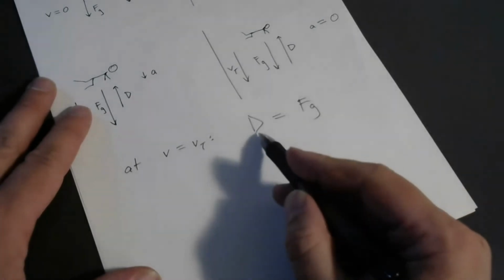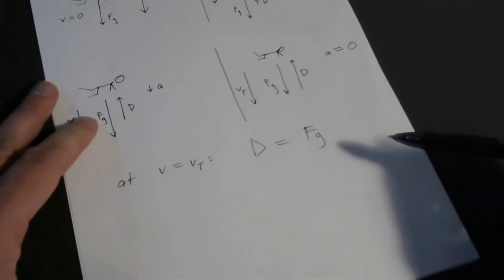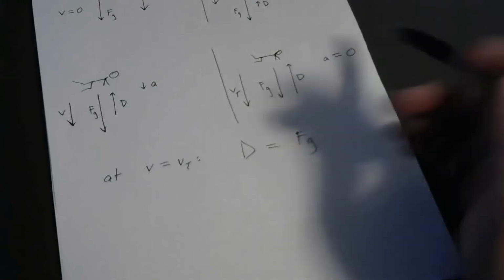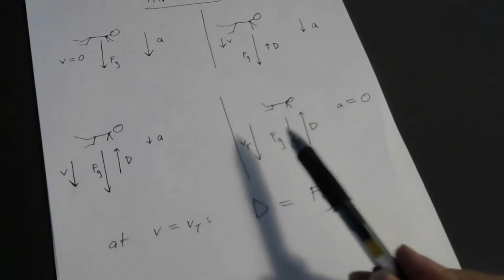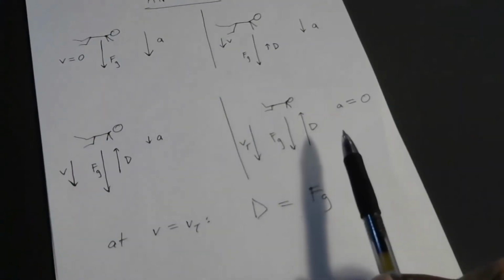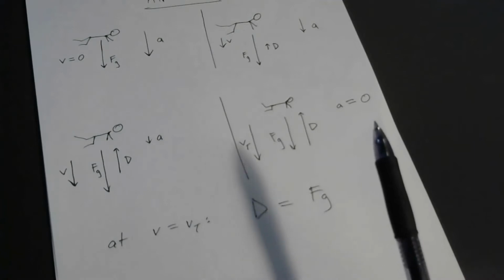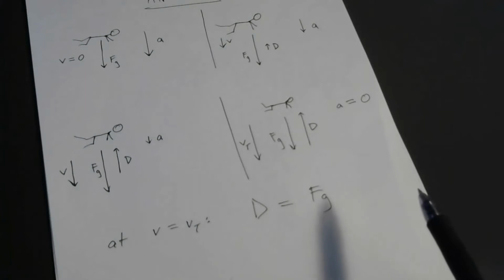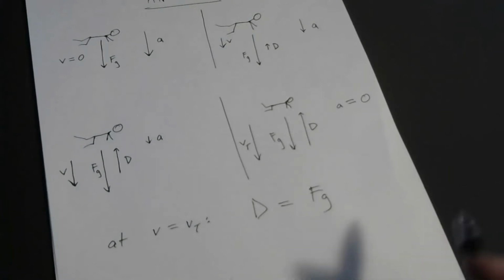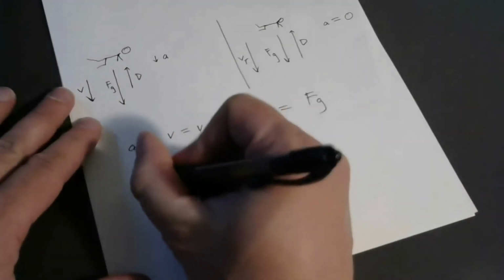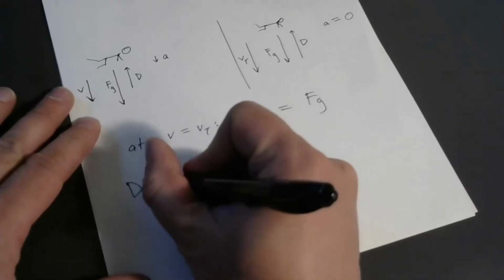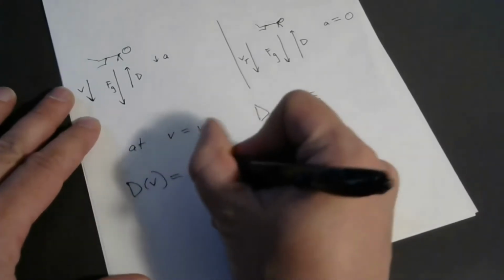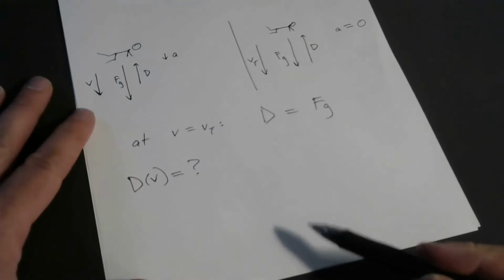That's supposed to be a capital letter D. And now we're left with the question, how fast is that exactly? We know that as speed goes up, air drag also goes up. But what is the exact dependence? Is it linear? Is it quadratic? Is it exponential, logarithmic? So I could write drag as a function of speed is question mark. How exactly does it depend on the speed?